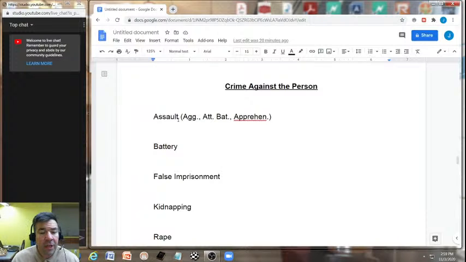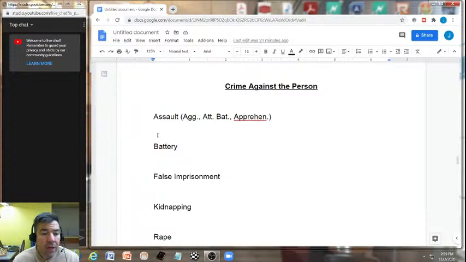Now, apprehension is the classic assault that we just talked about, the act by the defendant that causes the victim to fear or reasonably apprehend a harmful or offensive contact with their person. Now, that would be in a nutshell what assault is in our crime against the person issue.